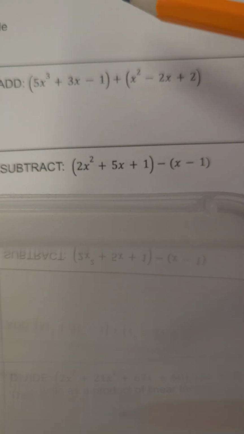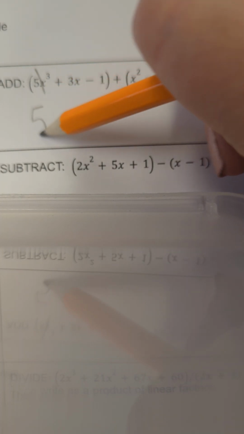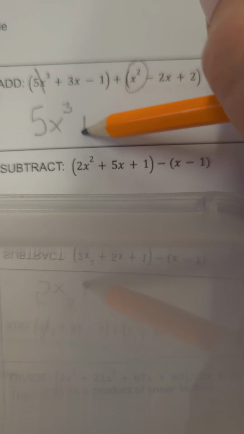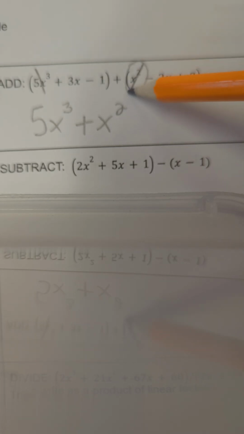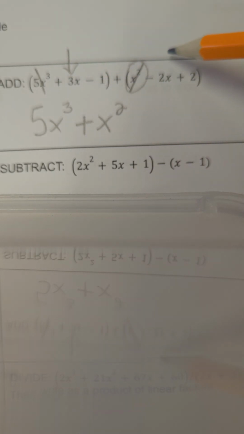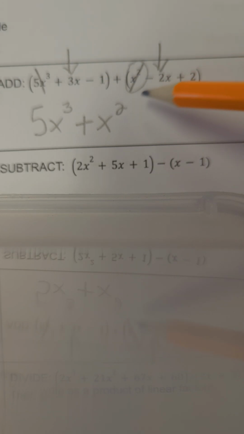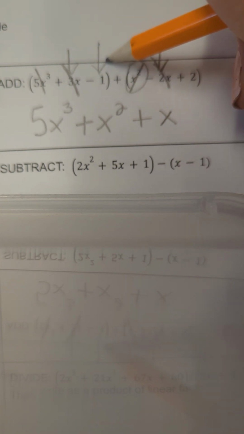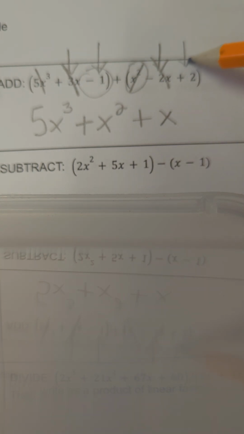So for our solution, we would have this 5x cubed term come first, and then we would have this x squared term come second. And then it looks like we have a positive 3x and a negative 2x, so that would add up to x, because 3 minus 2 is 1. And then I have this negative 1 and this positive 2. 2 minus 1 would give me positive 1 as my constant term.